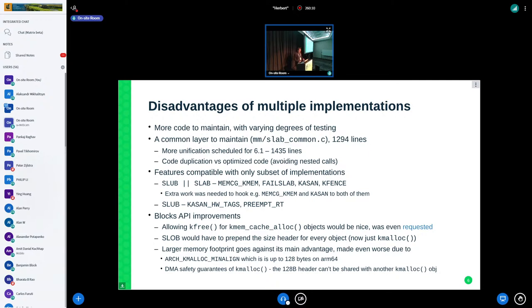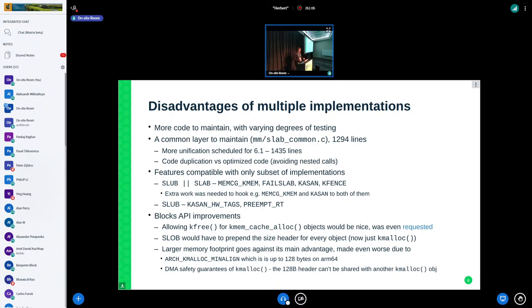So of course, there's the disadvantage of having multiple implementations, because I think we've heard it even in the MGLRU talk that they have planned to implement some new feature and have to touch all of these allocators. For kmalloc and the user-facing layers, we need some unified layer that also has more than 1,000 lines, and there was some recent effort to even improve it. Then we have some features that are compatible with only some of the allocators, like memcg or KFENCE, and even then it was more work to hook it into both of them.